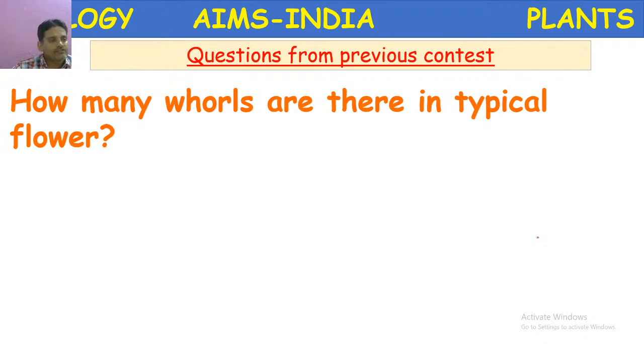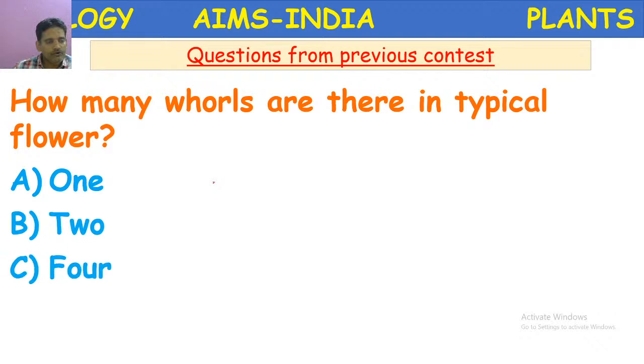Let us proceed to the next question. How many whorls are there in a typical flower? 1, 2, 4, 3. What are they? Okay. Some of you are saying C.